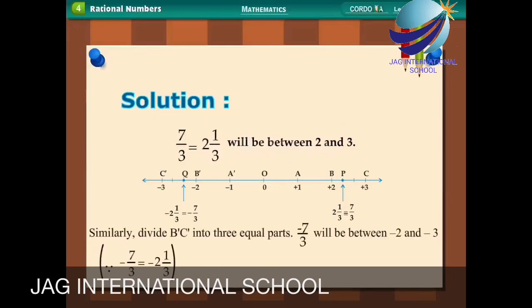Similarly, divide B dash, C dash into 3 equal parts. Minus 7 upon 3 will be between minus 2 and minus 3. Similarly, minus 7 upon 3 is equal to minus 2 and 1 upon 3. Point Q represents minus 7 upon 3 on the number line.